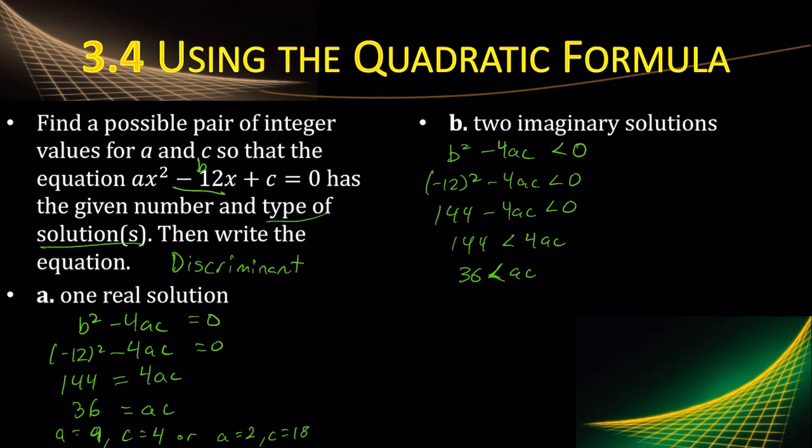So what if a was 4 and c was 10? That would be 40. That's bigger than 36. Or maybe a was 5 and c is still 10. That way, when we multiply those, you get 50, which is bigger than 36. So there's an infinite number of possibilities. Those were just a couple of possible answers.